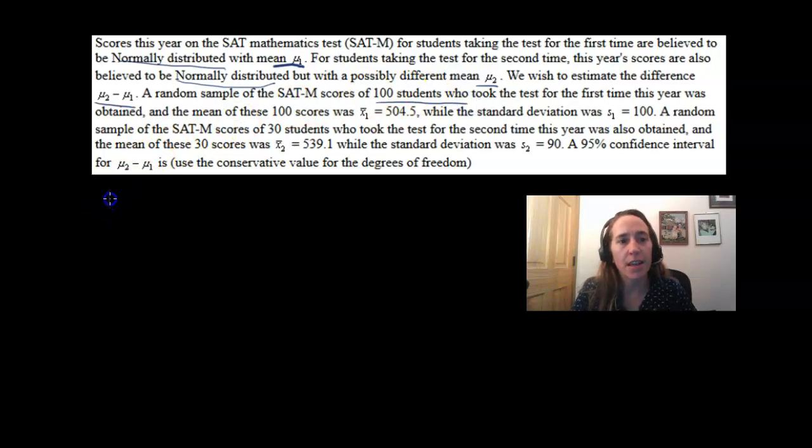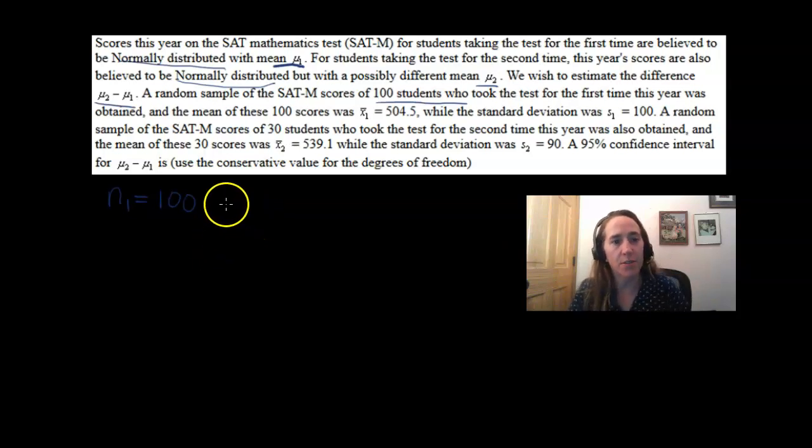So we're going to say n sub 1, we have 100 students who took the test for the first time this year was obtained. And the mean of these 100 students, so we're going to say x bar sub 1, is 504.5, while the standard deviation, s sub 1, is 100.